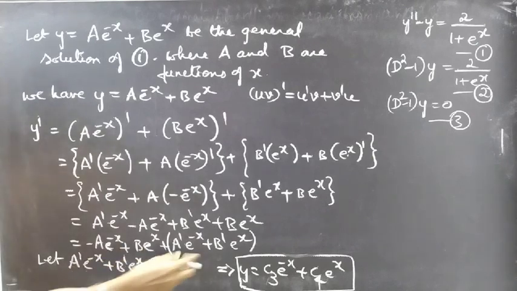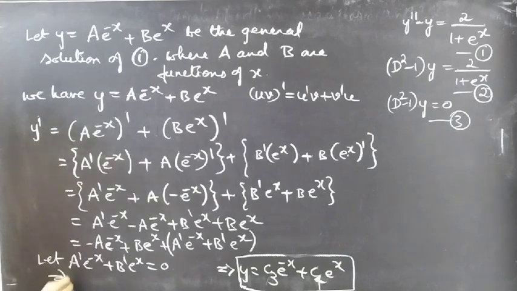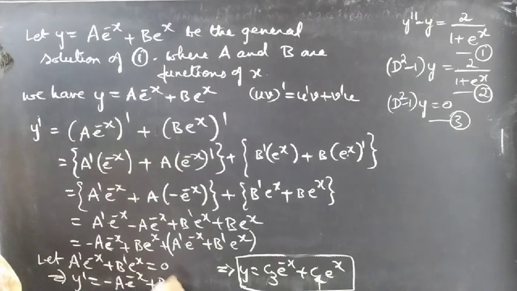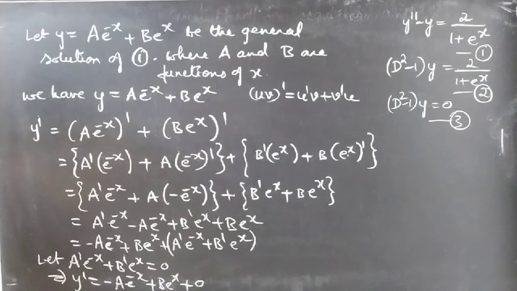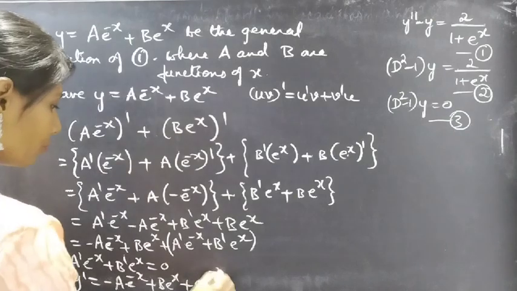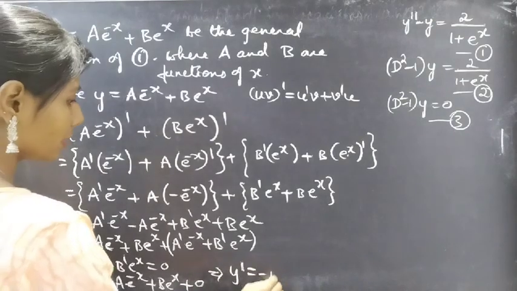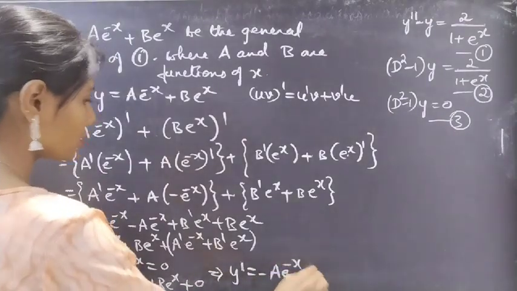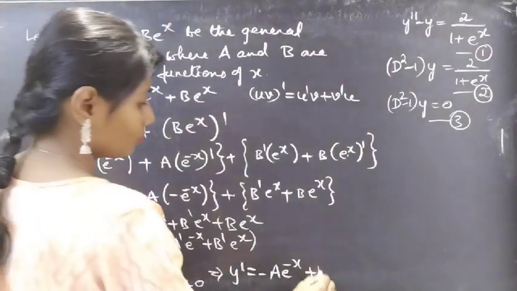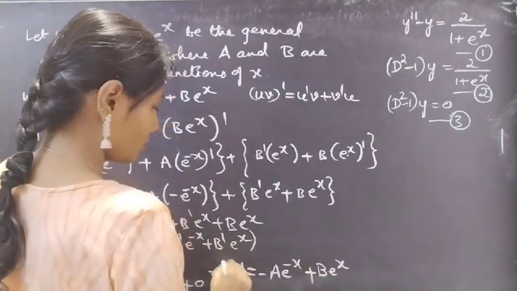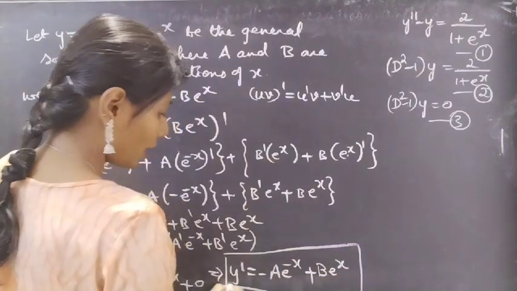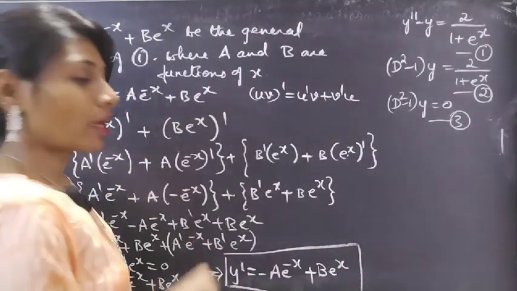So here we'll put this 0, then we'll get y dash equals minus a e power minus x plus b e power x plus 0. So from this we'll get y dash equals minus a e power minus x plus b e power x, right? We got y dash here. Now we need to find y double dash.